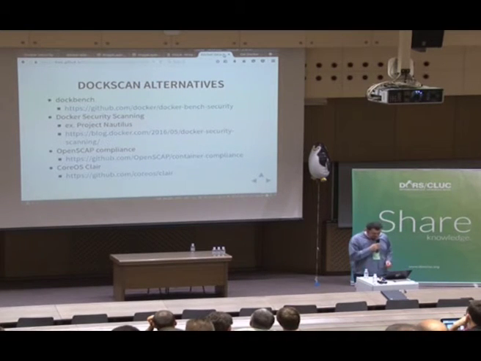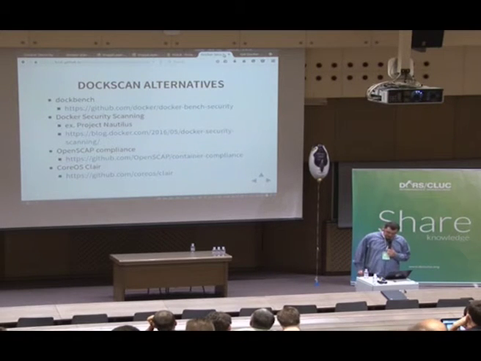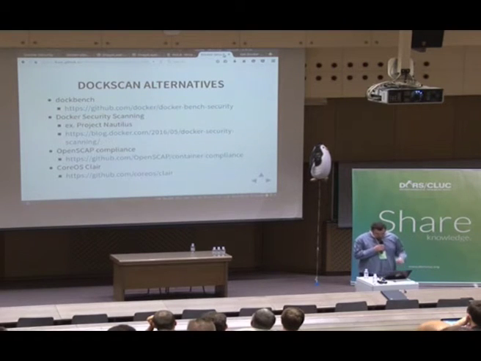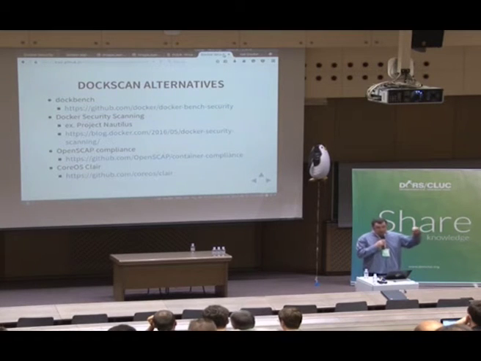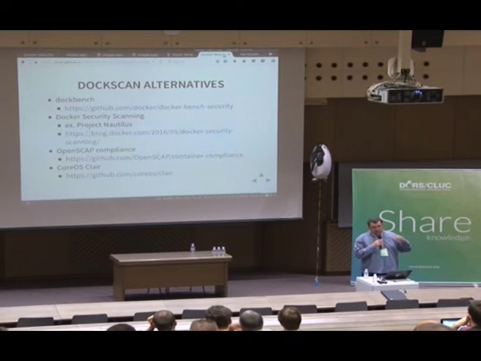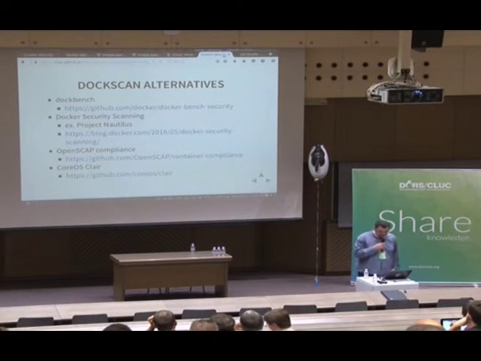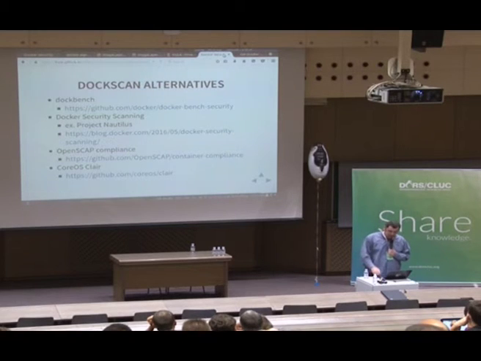There is also Docker security scanning. This is actually old project Nautilus. They just released it 2 days ago, so I couldn't check so much about this one. So I cannot talk too much about this, but I'll check it out hopefully very soon. And there is also OpenSCAP compliance for the containers, and there are also the guys who released CoreOS Clair just as I was releasing my DOCKSCAN. This is actually static scanner for containers.